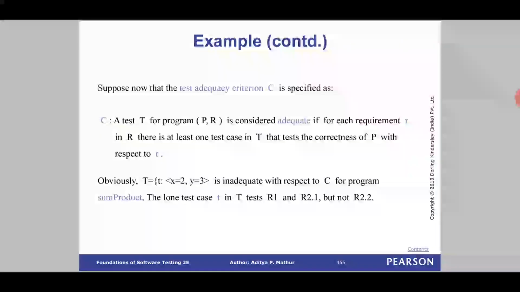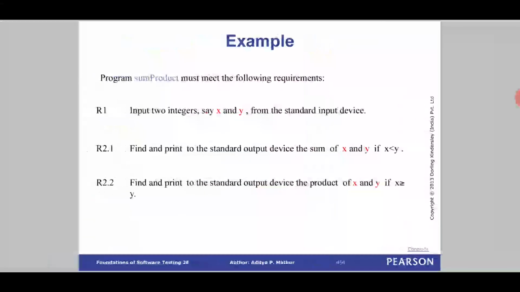If you give X equal to 2 and Y equal to 3, obviously we know that X is less than Y. According to this, requirement 2.1 applies. It will print the sum of 2 and 3. I mean, 5 will be printed in the standard output. But requirement 2.2 will not be satisfied here.